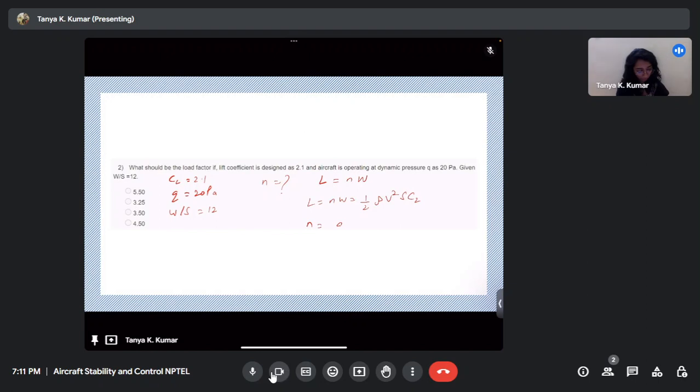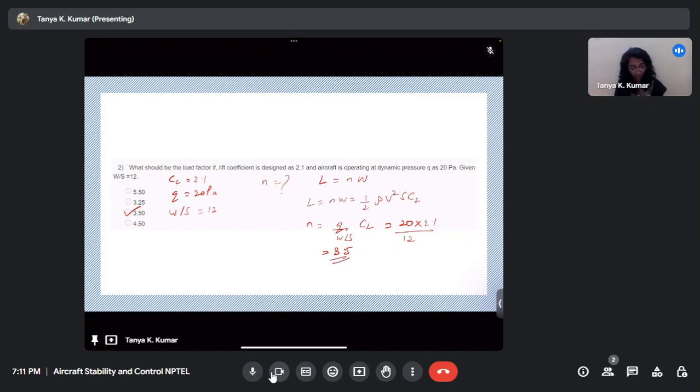That is nothing but Q by W by S into CL, correct? So try doing this. So substitute the values. Q is 20, CL is 2.1, W by S is 12. So what is the answer? Just substitute the values and tell me. Comes to 3.5, right? So that is the answer.